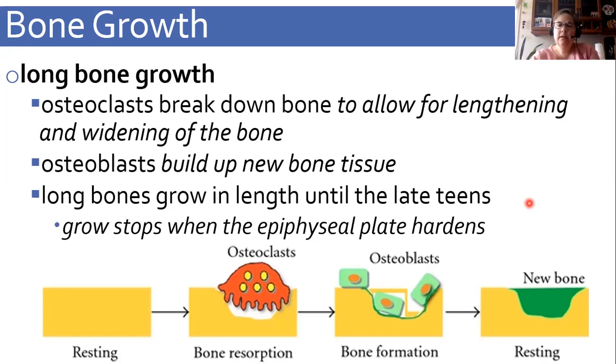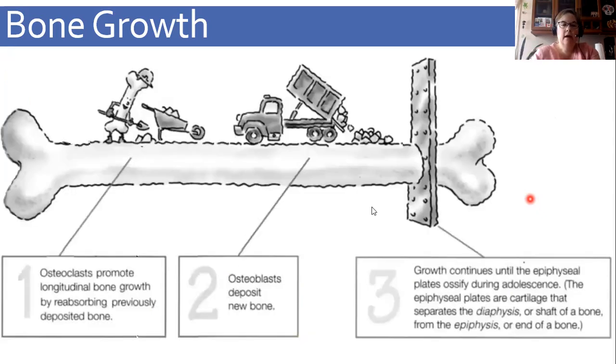Okay? So if we take a look at this next image, this is the growth of the long bone. These happy little guys here are the osteoclasts. Basically what they're doing is digging out the bone, taking the pieces out that we want to replace. And then we have the osteoblasts dropping off new bits of bone. And what we're looking at here is the epiphyseal plate. Growth continues until the epiphyseal plates ossify, which means they turn to bone. Once that happens, we're done. So like I said, for you girls in grade 10, you're probably done growing.